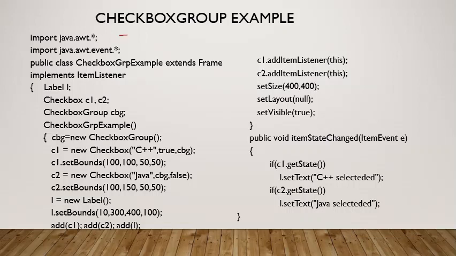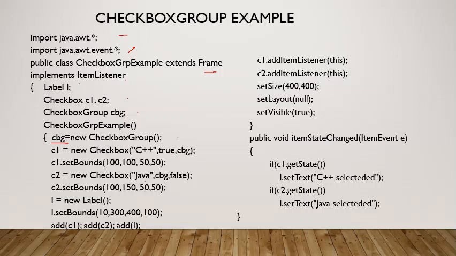So AWT event as usual. Then the class CheckboxGroupExample extends Frame, implements ItemListener, with Label, Checkbox C1, C2, and CheckboxGroup CBG. Now CBG is equal to new CheckboxGroup. As I said, prior to creating the checkboxes, we have to create the checkbox group. The object is CBG. Now checkbox C1 is equal to new Checkbox("C++", true, CBG). One of them has to be true. Then C1.setBounds.